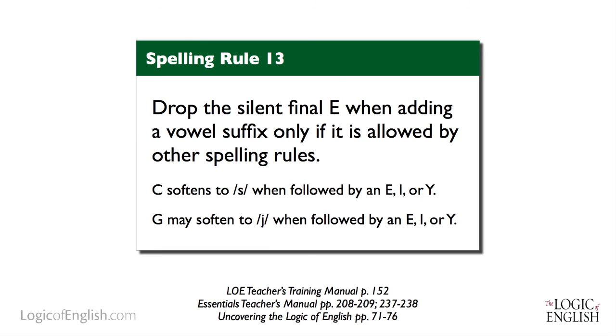So the rule is drop the silent final E when adding a vowel suffix only if it is allowed by other spelling rules. And those spelling rules that you need to pay attention to are C softens to S when followed by an E, I, or Y, and G may soften to J when followed by an E, I, or Y.